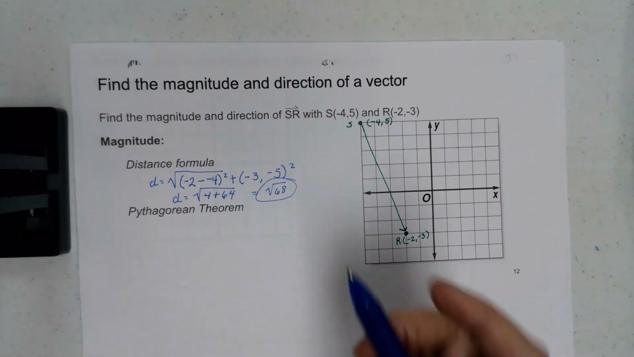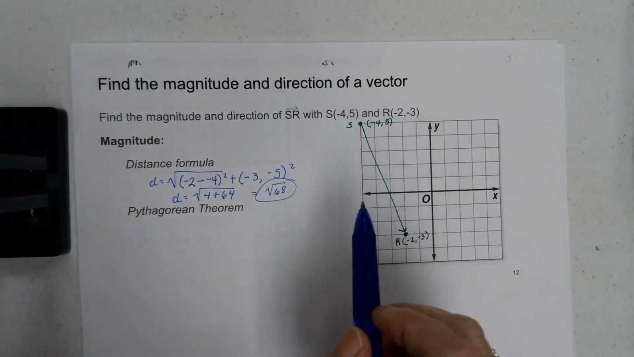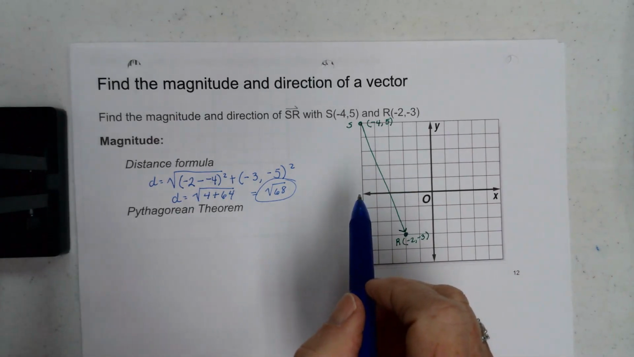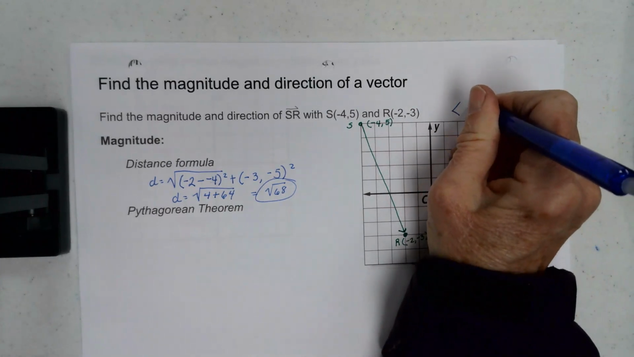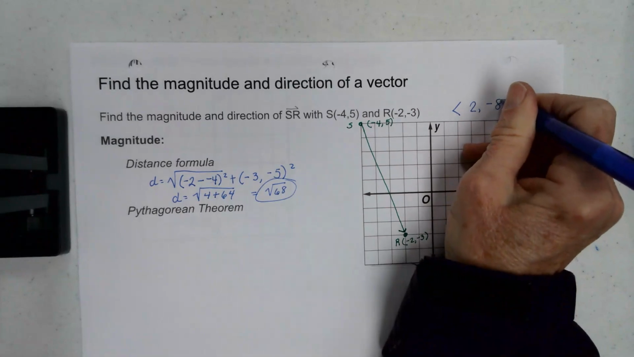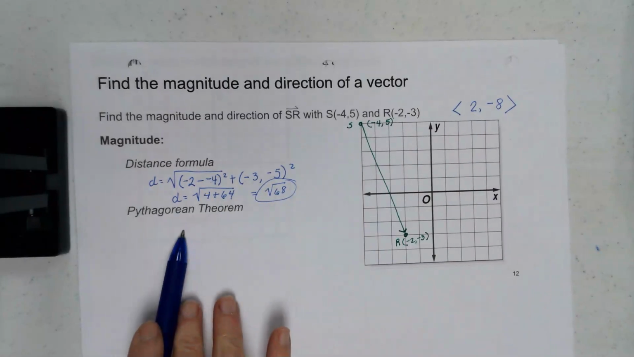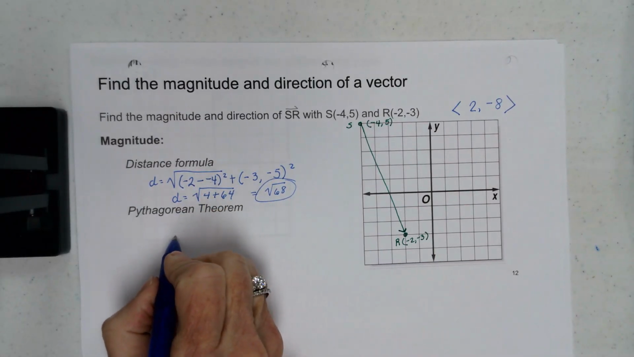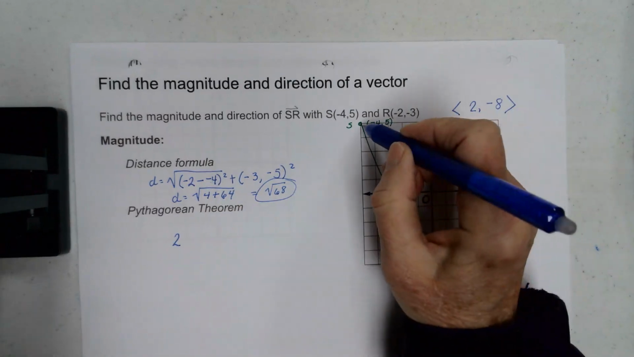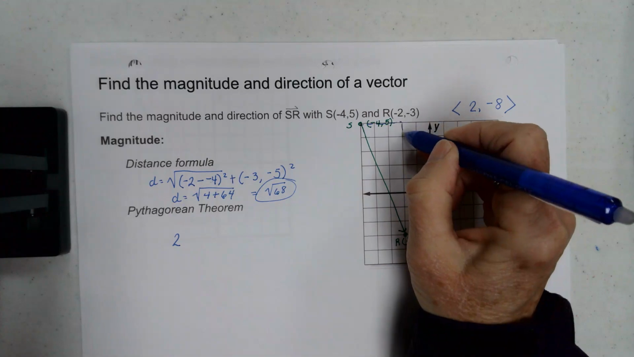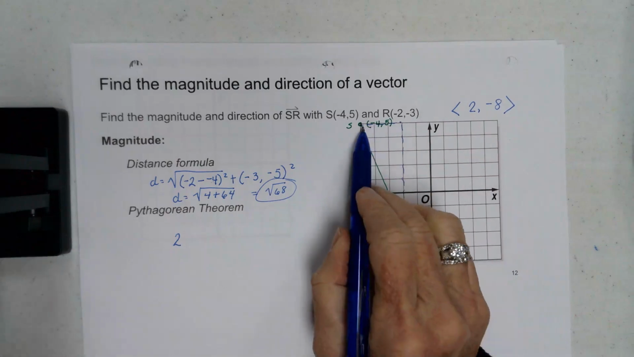You could also use Pythagorean theorem by finding the component form first. So we already did that. So let me go back and grab the component form of that. That component form is 2, -8. So if I take the component form and put it in the Pythagorean theorem, those are the two sides of my triangle, if you will. The easiest way to see this is if I triangle it out.